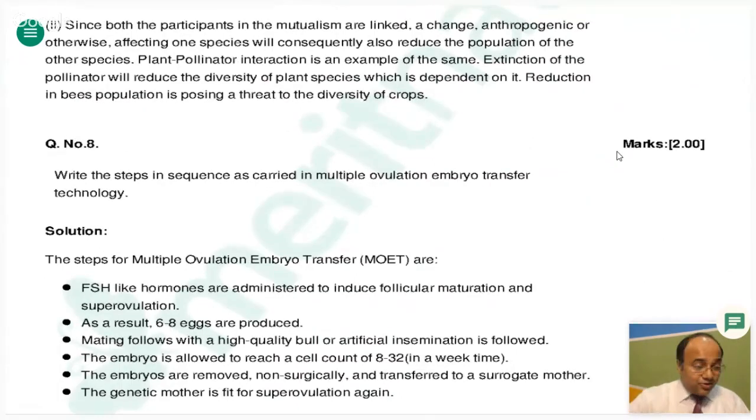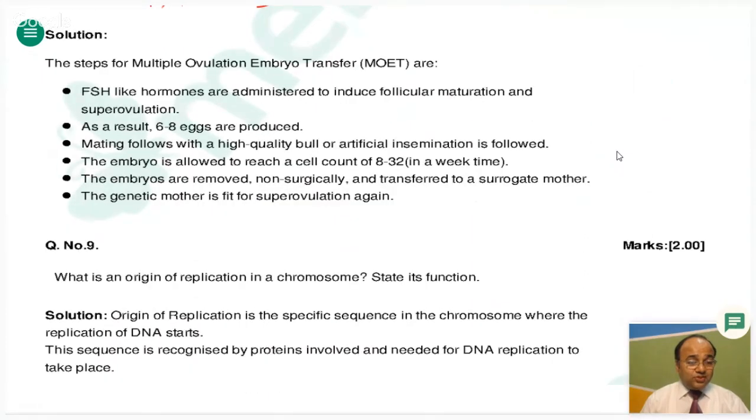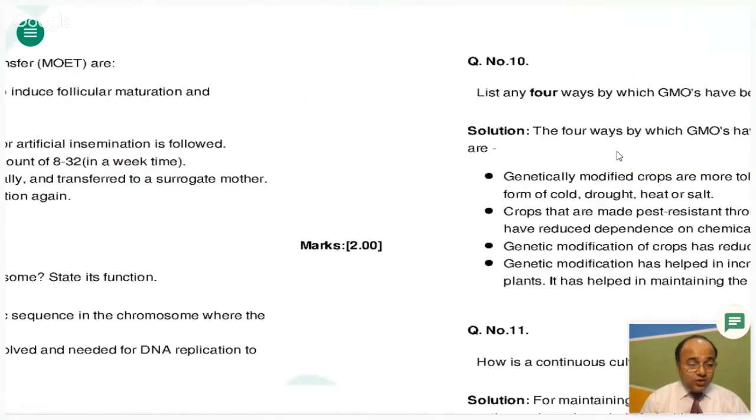So then we have another question, right? The steps in sequence carried out in multiple ovulation embryo transfer technology. That is MOET, right? And MOET has been discussed in 2 places, in enhancement of food resources as well as in your reproductive technologies, ARTs. So in both the places, MOET has been mentioned. So that is going to be my answer, multiple ovulation embryo transfer, and the whole steps of it, I can delineate over here, very clear. Okay, so let's move ahead. All the questions are pretty easy.